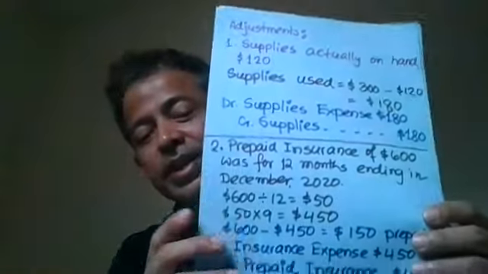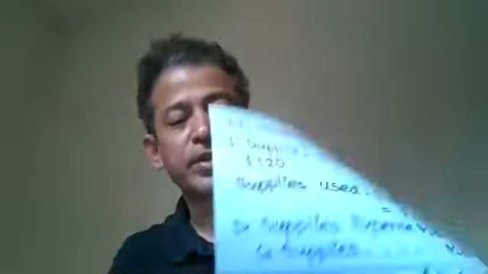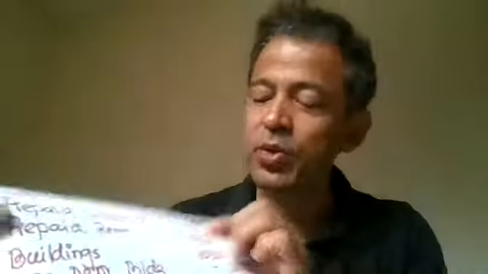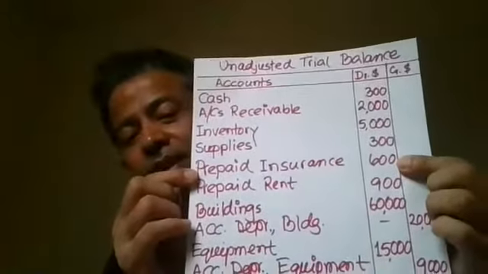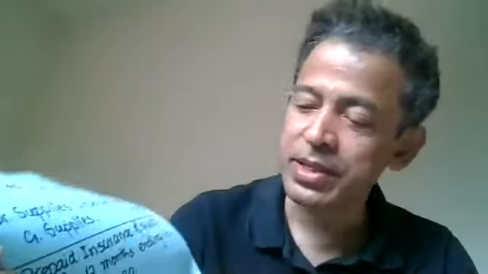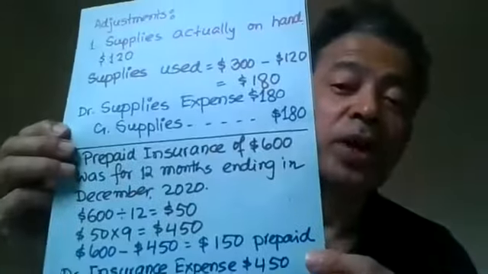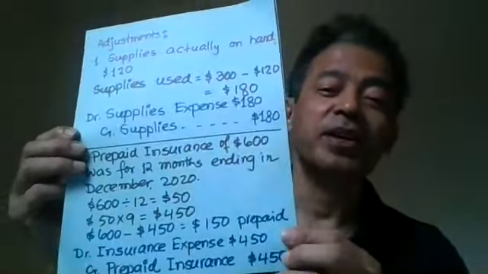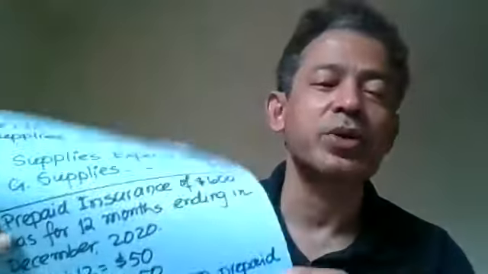Okay. Second one is prepaid insurance. You can see an item in the unadjusted trial balance was prepaid insurance of $600. Now we are told that the prepaid insurance of $600 was for 12 months, ending in December 2020. And what time is it now? Today is the 30th of September. So that means you have just ended 9 of the 12 months.